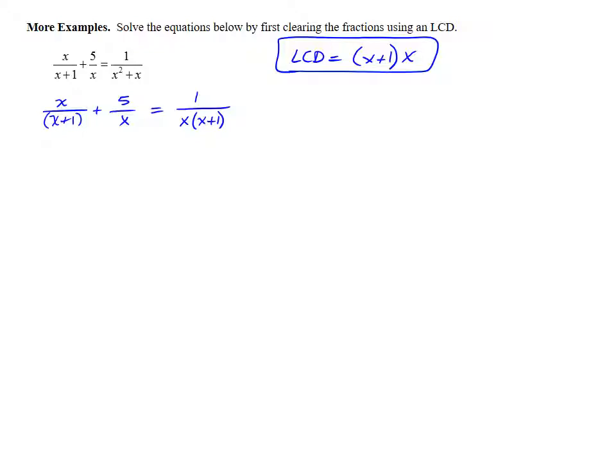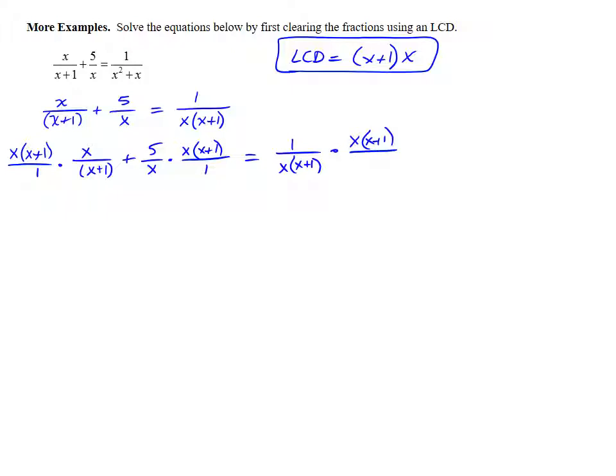So we're going to multiply every single term by that LCD, x times x plus 1 over 1 times x over x plus 1, plus 5 over x times x over x plus 1 over 1 equals 1 over x times x plus 1 times x over x plus 1 over 1. So I've taken each term, multiplied it by the LCD over 1. Now the fun part, canceling.